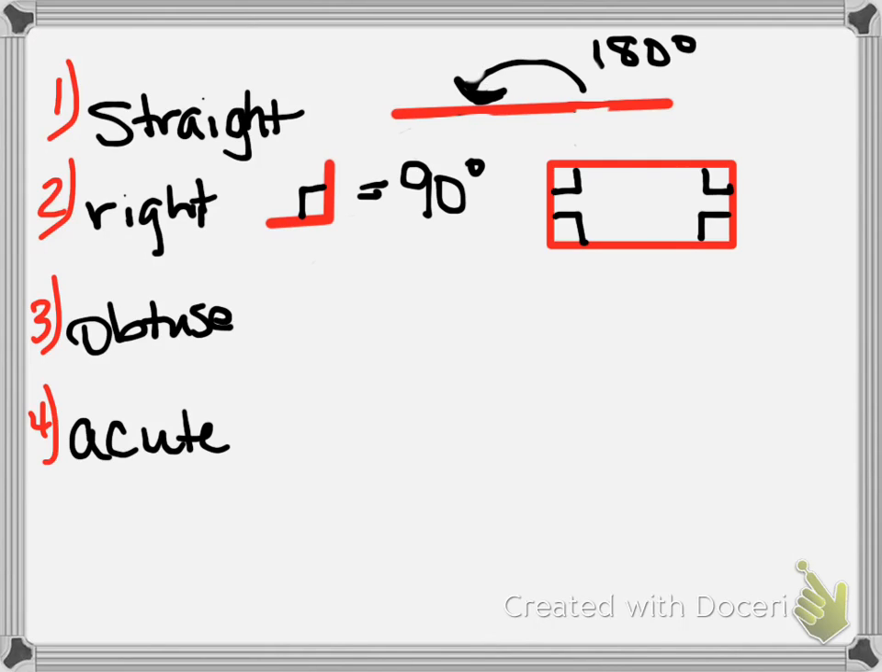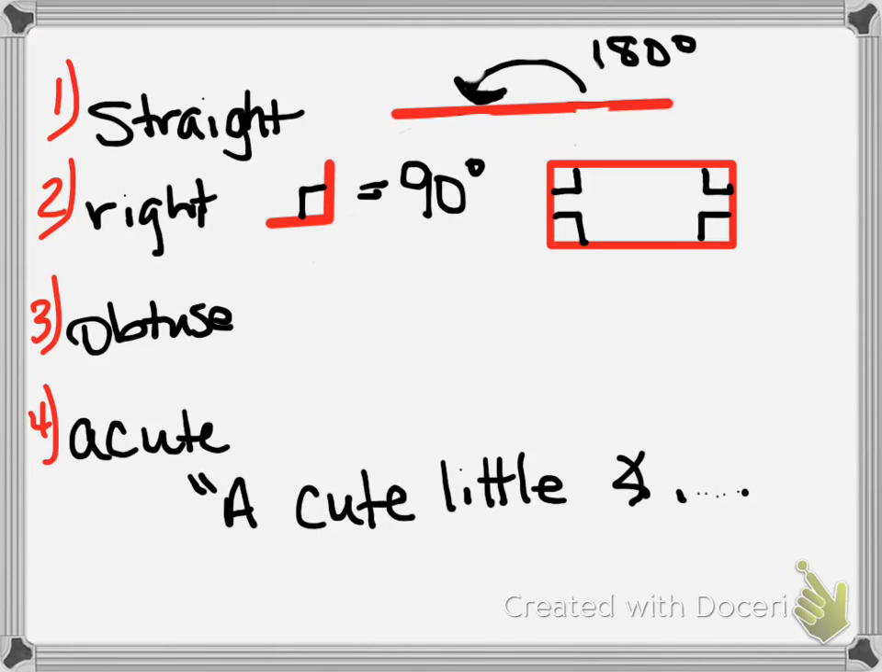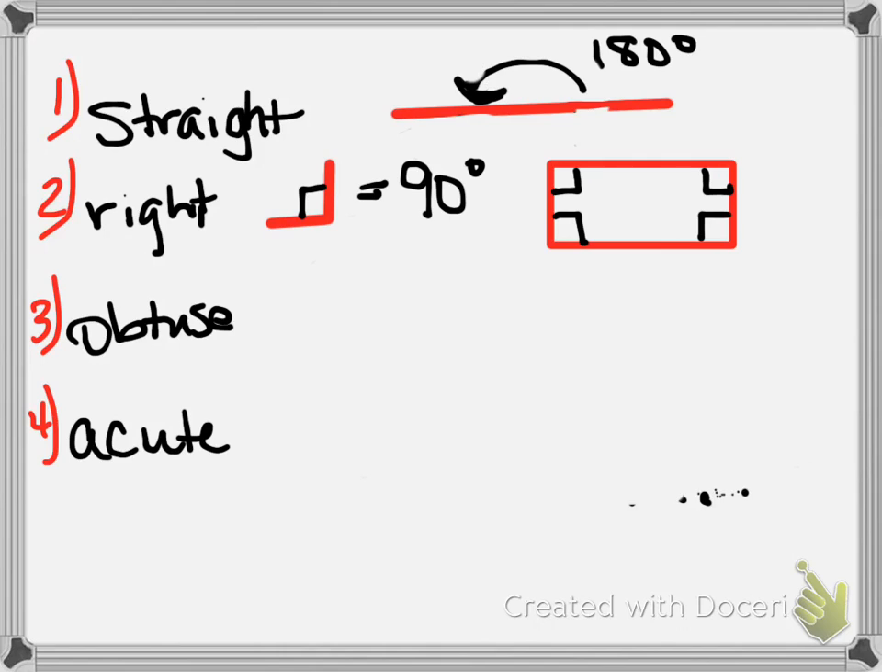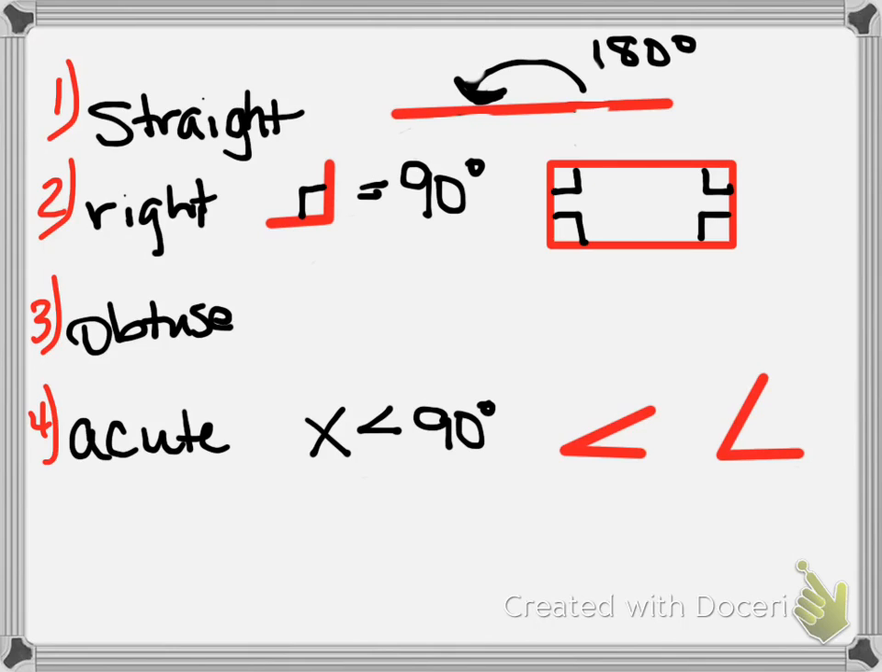Now let's go to the fourth one for a minute. If you imagine saying a cute little angle, that would conjure in your brain something tiny. And that is exactly what acute angles are. They are cute little angles. So anything less than 90 would be an acute angle. So this is when x is less than 90 degrees. So an image of one perhaps would be this, or even this. It's not quite 90, it's a cute little angle.